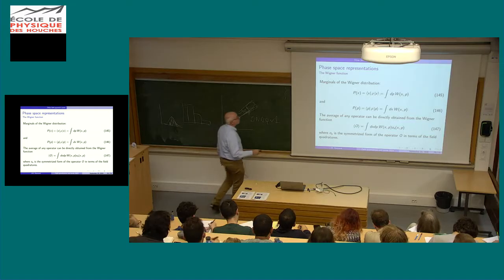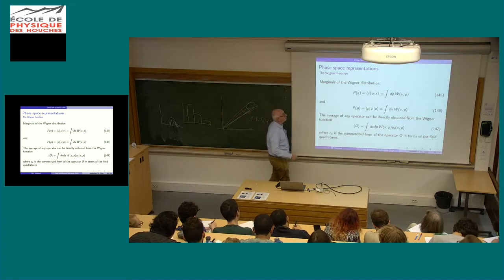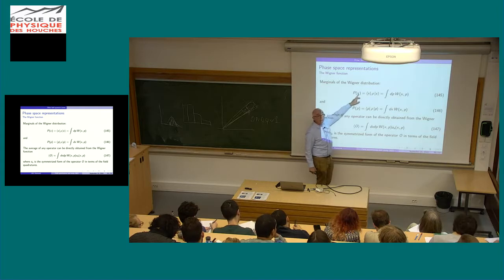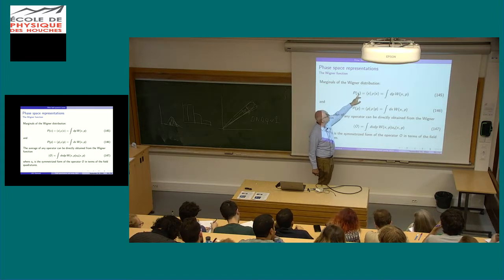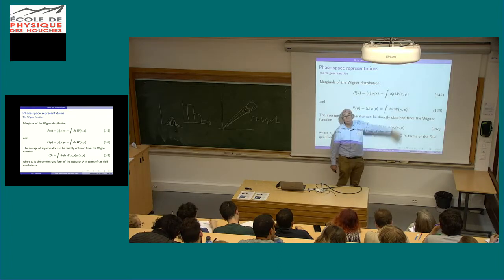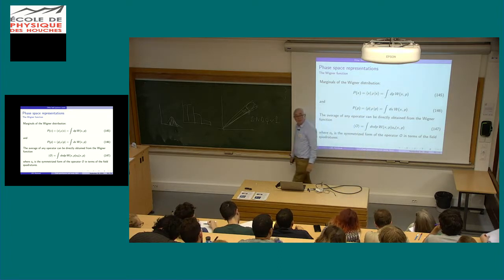There is a very important property that is unique to the Wigner function. It is that the probability for the x quadrature, x is also called the quadrature, is just the integral of the W over p, and reciprocally.